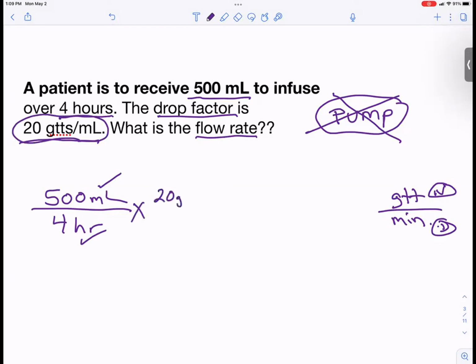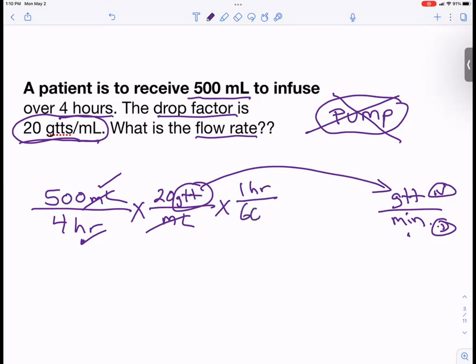There's 20 drops per milliliter when we're using the drop factor. That gets rid of my milliliters, and that has given me drops in my numerator. But now how do I get hours to minutes? Well, 1 hour is 60 minutes. That gets rid of my hours, and I'm left with minutes in my denominator. And now you know, it's just math.